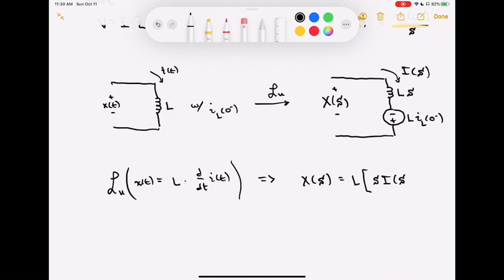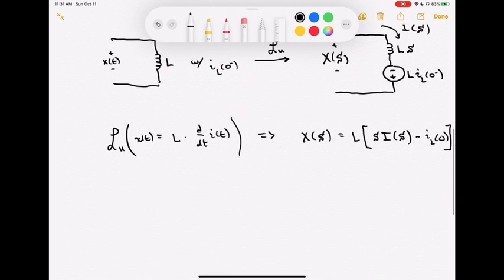That s just means differentiate, right? That's the differentiation version of having that in the transform domain. s is just reflective of the differentiation operation in the time domain. And then I'm going to do what? I'm going to subtract off something based on the initial condition, which in this case is an I sub L at 0, something along those lines. Well, this one's already basically written in the way we want. I'm just going to multiply things out.